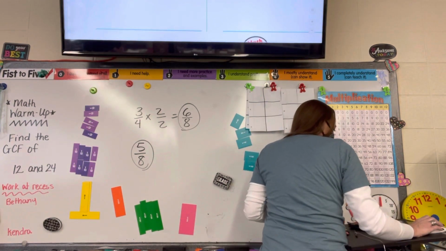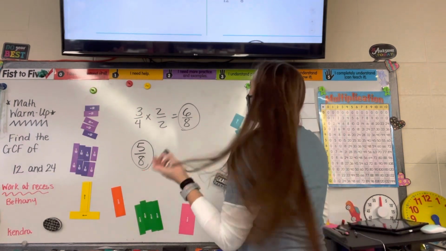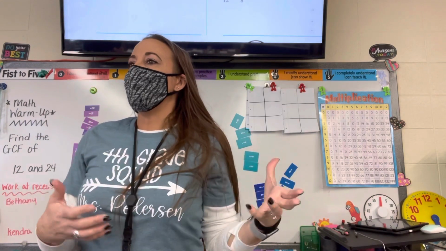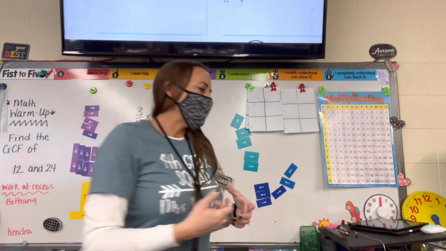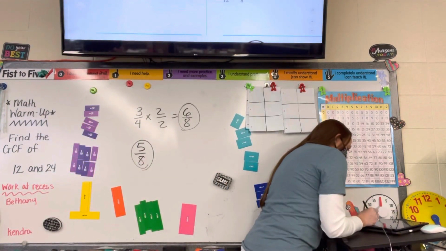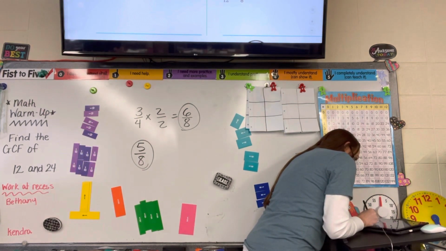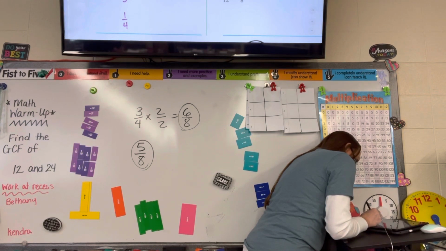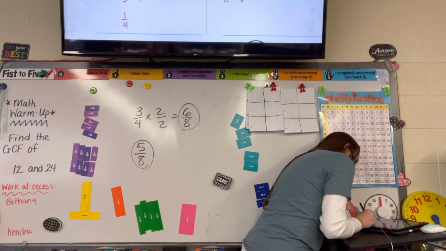Okay, 1/3 and 1/4. So there's nothing that you could multiply 3 times to get 4, right? So this would be one we need to do. There's just one way we're going to do it. 1/3 times 4/4 and 1/4 times 3/3. And that gives us 4/12 and 3/12.